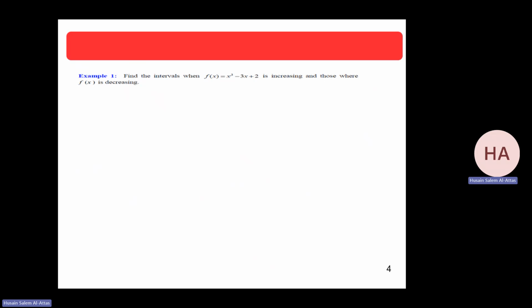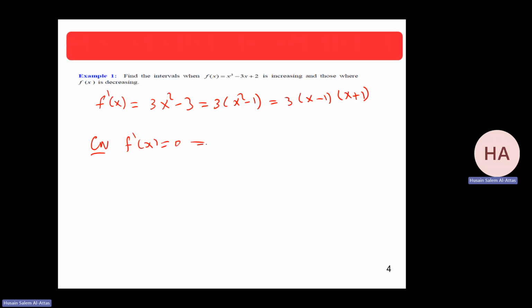So f prime will be what? 3x squared minus 3, which is 3 times x squared minus 1, which is 3 times x minus 1 times x plus 1. So critical numbers, f prime equals 0. So you have x equal plus or minus 1. Like this, minus 1, 1. Take a value. Before minus 1, it will be negative times negative, that will be positive. Then it's negative, then it's positive.